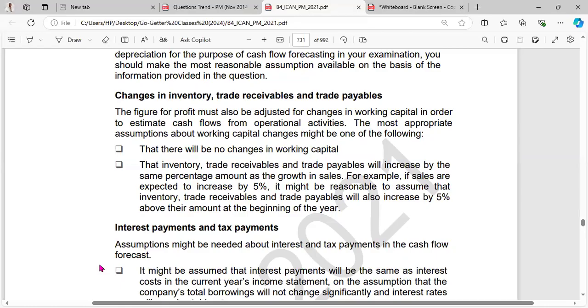Let's say, for example, if your sales is increasing by 5%, that means it's possible that your inventory too will follow the same fashion to increase by 5%. Your receivables might also increase by 5%, and your payables might increase by 5%. These are assumptions. So you see here, we are trying to create a model, we are trying to create a budget. Interest payments and tax payments.